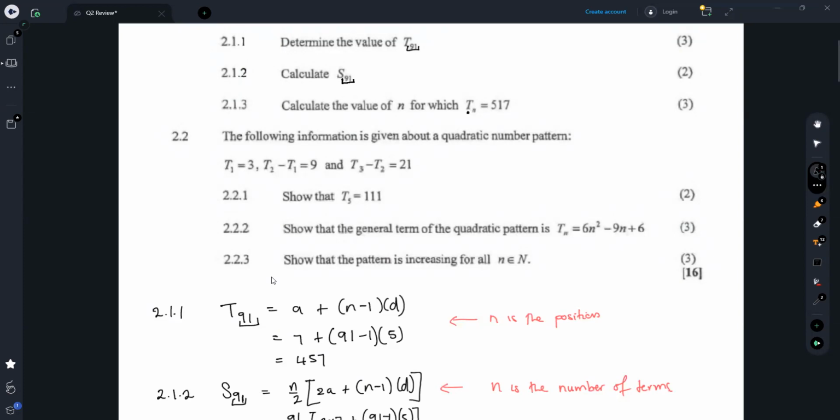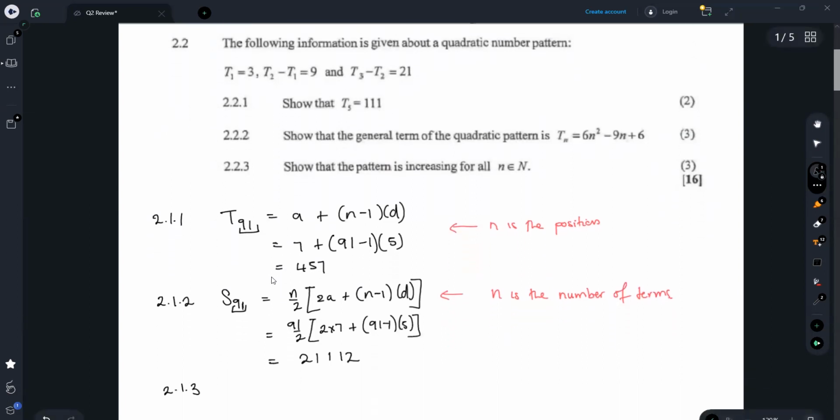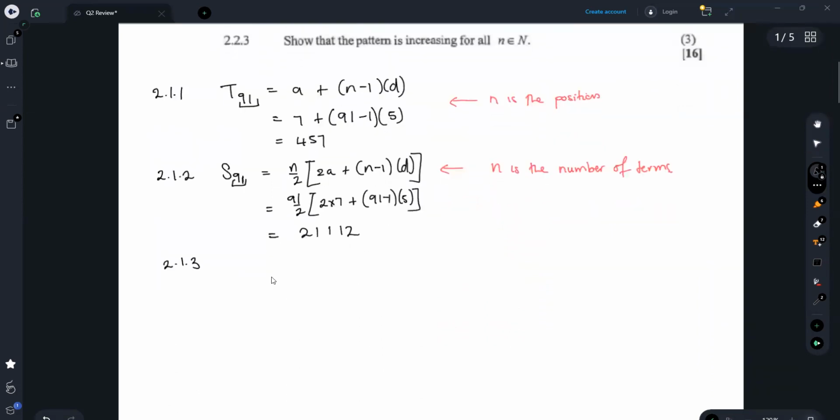Right? So now in the case where they're saying t of n, they're saying term of n. Okay? So meaning that in this case, this right here is position. So this is position. Okay. So it means that we're going to use the information of a pattern, or the equation of a pattern rather, to solve. So here we're going to look for t of n, which gives us 517.